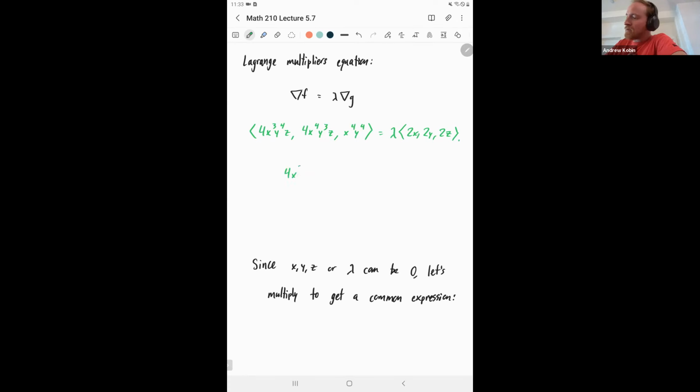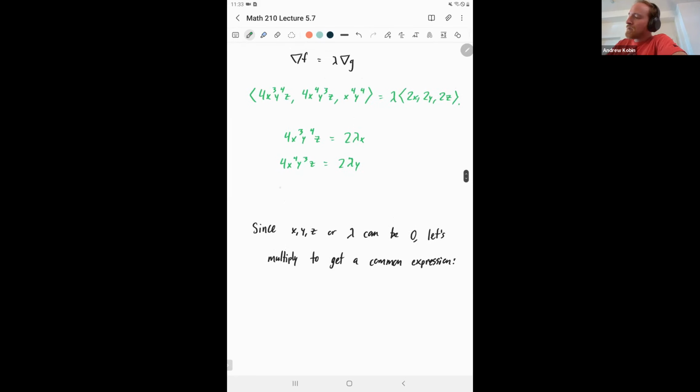So we have 4x cubed y to the fourth z is equal to the first component of lambda times nabla g. That's going to be 2 lambda x. In the middle component, we have 4x to the fourth y to the third z is 2 lambda y on the right side. We have x to the fourth y to the fourth is equal to 2 times lambda z. And I also want to remember one more equation, the constraint x squared plus y squared plus z squared is equal to 36.